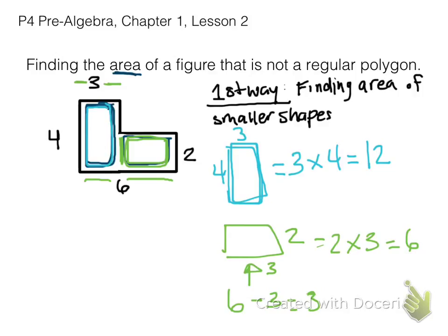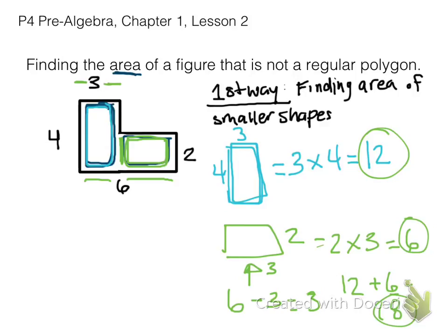So to find the area of the whole figure, the area outlined in black, we're actually going to add these two. So it's going to be 12 plus 6, which is 18. So the area is 18. Okay, that was the first way that you can do this problem. Let me go ahead and show you the second way.